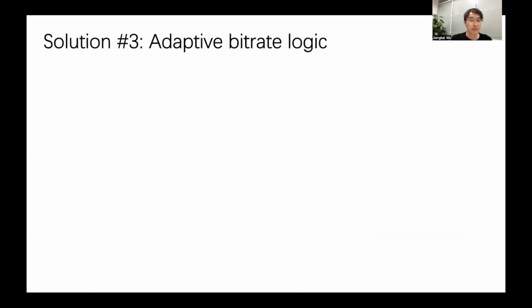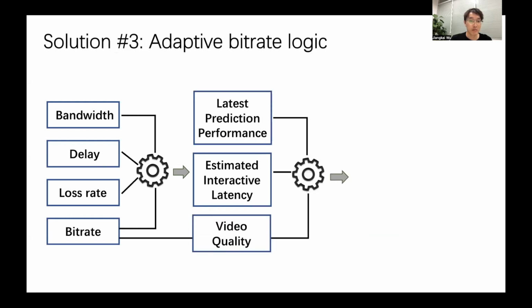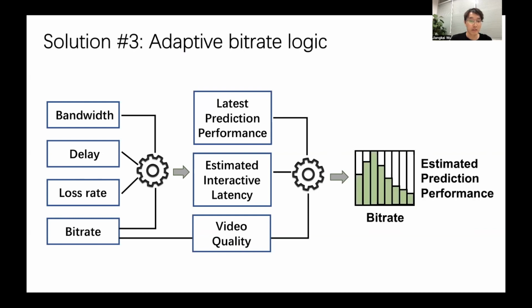To address this, we take 3 steps. First, based on the current bandwidth, network delay, and the packet loss rate, we estimate the interactive latency at a given bitrate. Second, based on the latest prediction performance, the estimated latency, and the corresponding video quality at the given bitrate, we estimate the prediction performance at the given bitrate. Finally, the bitrate that maximizes the estimated prediction performance will be selected.